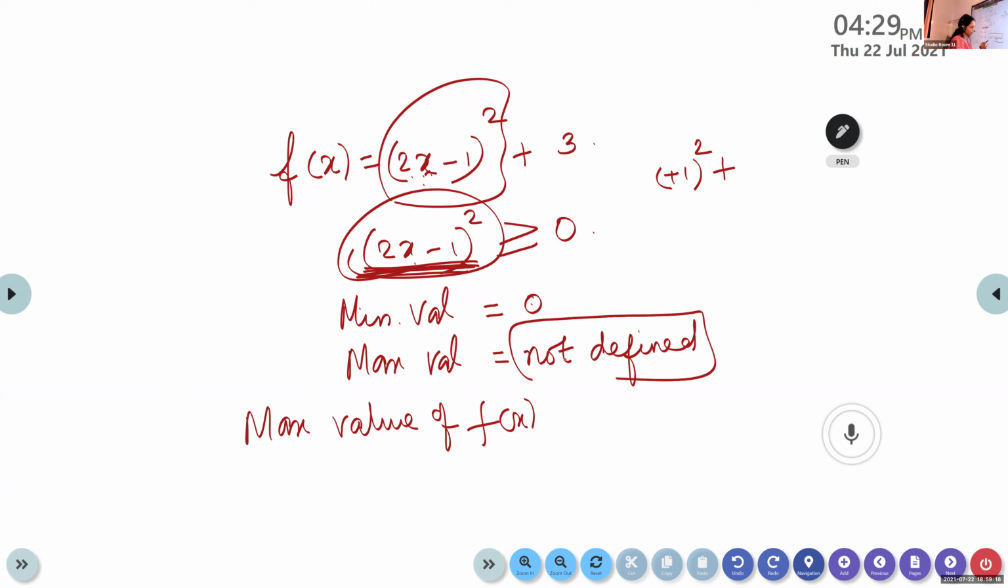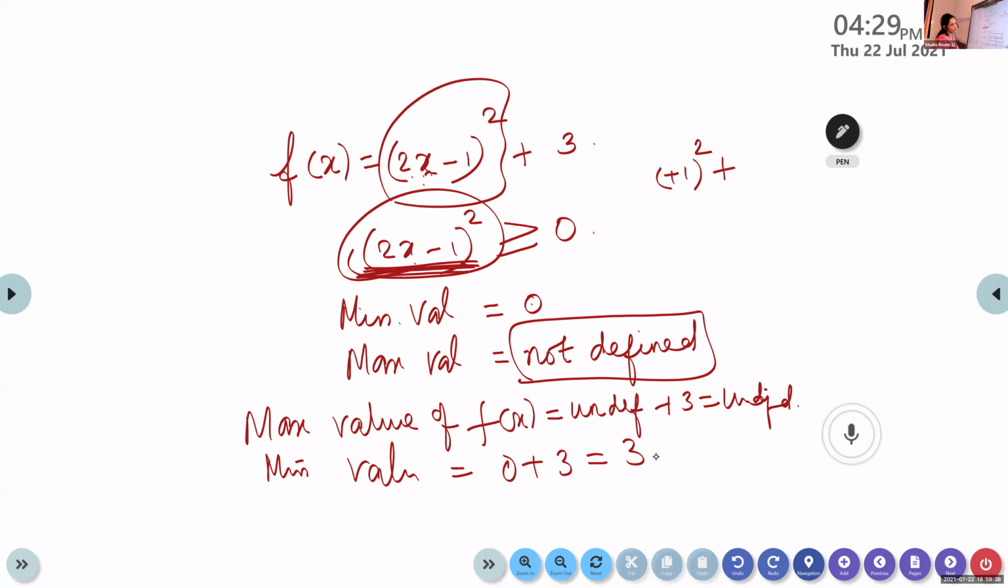For this, it is undefined. So undefined plus 3 is again undefined, isn't it? We can't define it. So the function f of x has no maximum value. But what about the minimum value? The minimum value for this part is 0. 0 plus 3, which is 3. First you consider only this function in x. Is it okay?